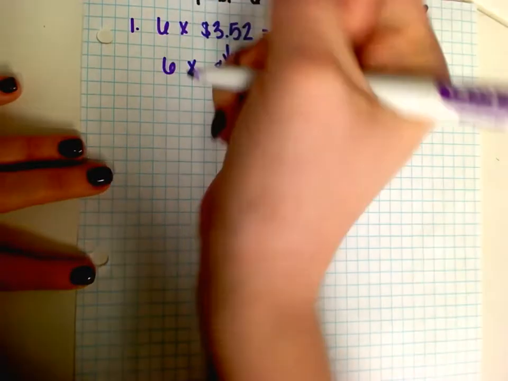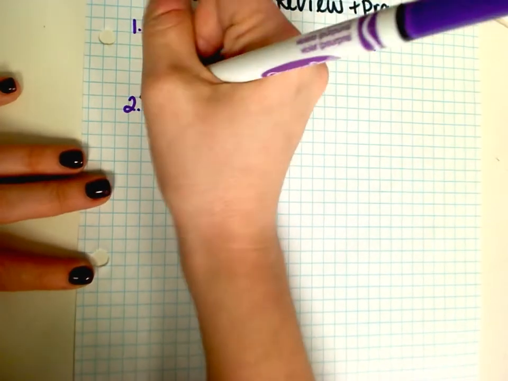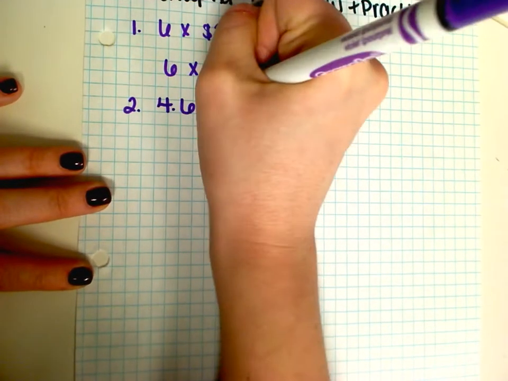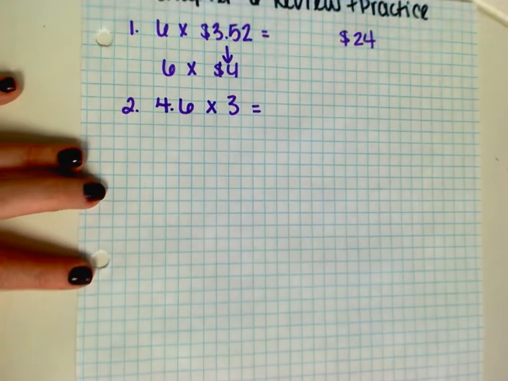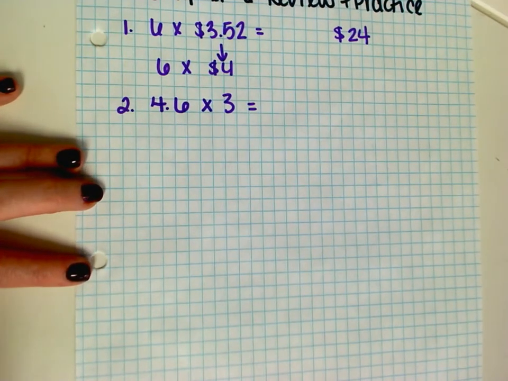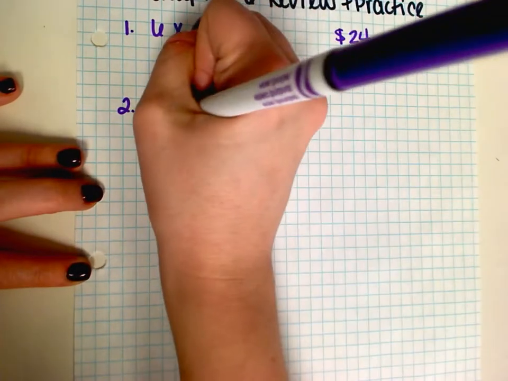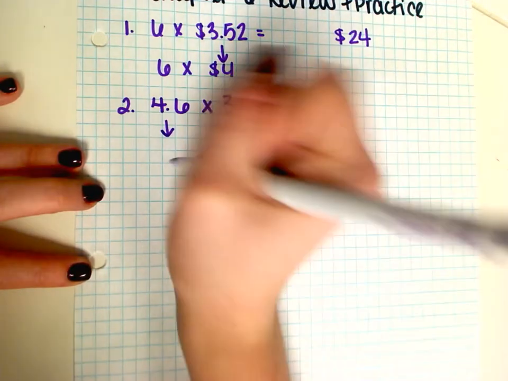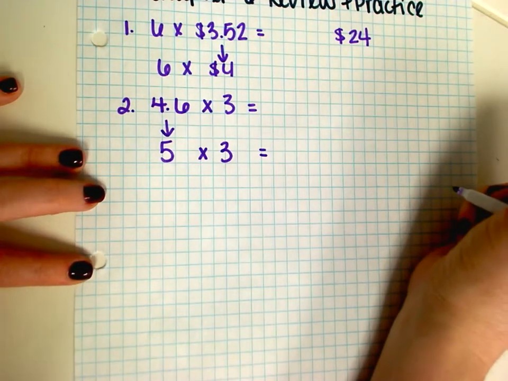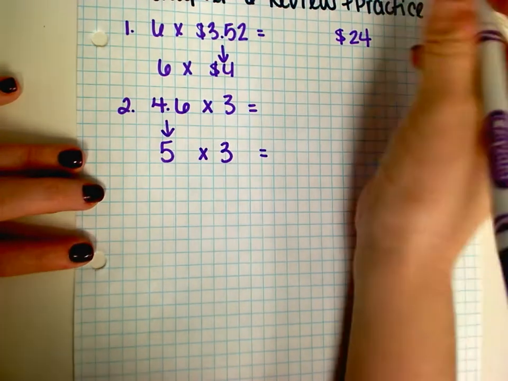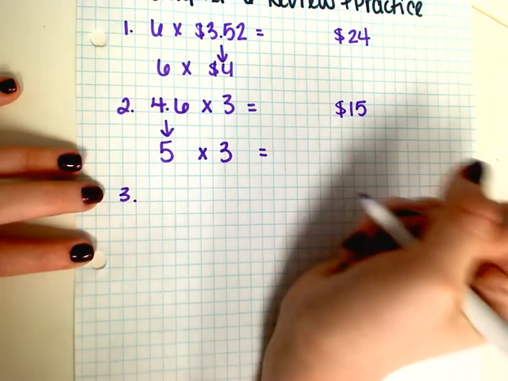Okay, next one. Same thing, we're estimating. We're not talking about money though. 4 6/10 times 3. So which one of these numbers do you think we should estimate? Lavia? 4 6/10. Good, and what should we make it? 5. Good. Keep the 3 the same. 5 times 3 is what, everybody? 15. Awesome.